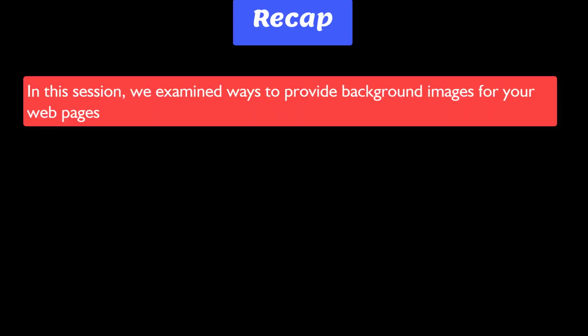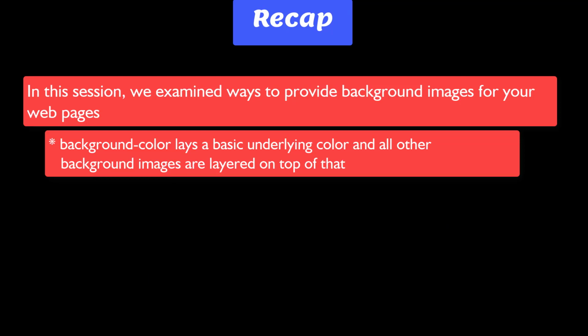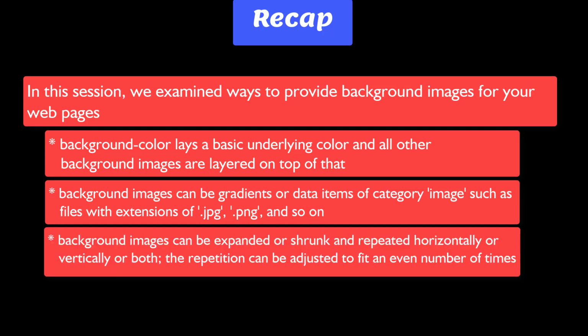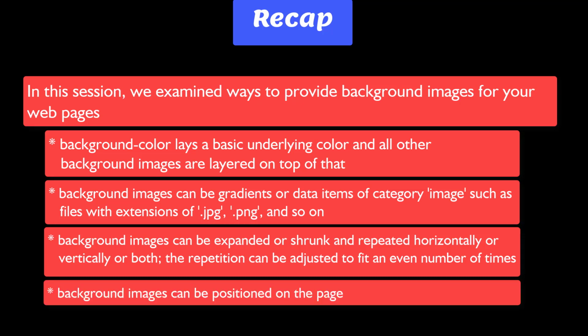Recap. In this session, we examined ways to provide background images for your web pages. We noted that background color lays a basic underlying color, and all other background images are layered on top of that. Background images can be gradients or data items of category image, such as files with extensions of JPG, PNG, and so on. Background images can be expanded or shrunk and repeated horizontally or vertically, or both. The repetition can be adjusted to fit an even number of times. Background images can be positioned on the page.